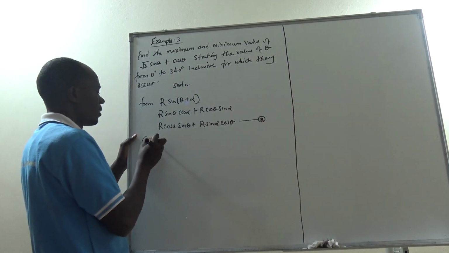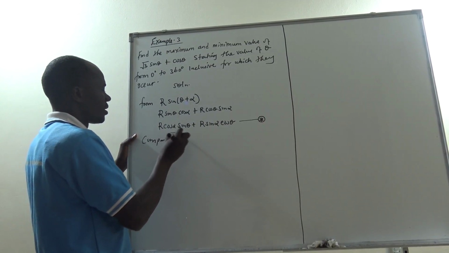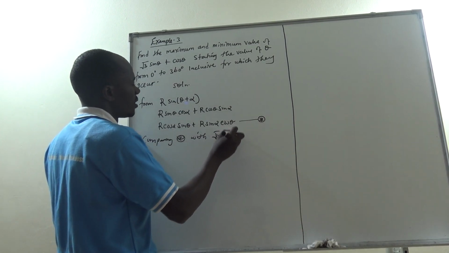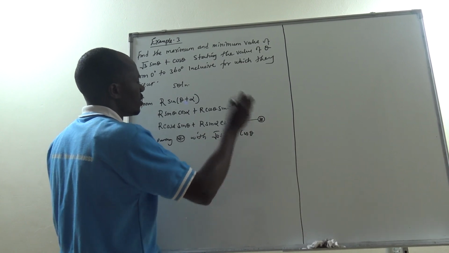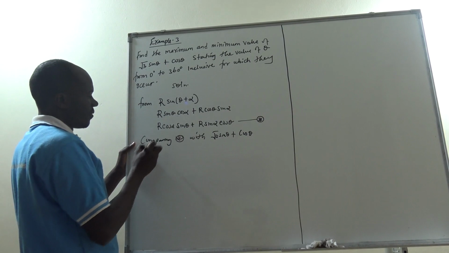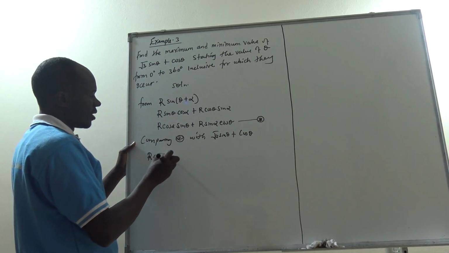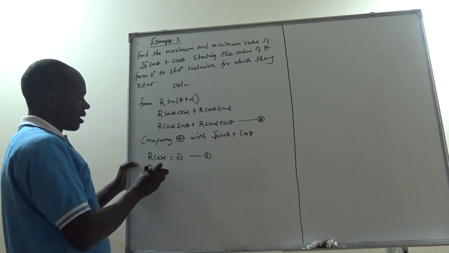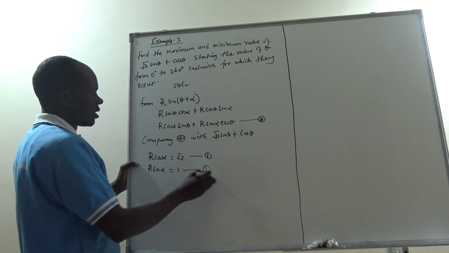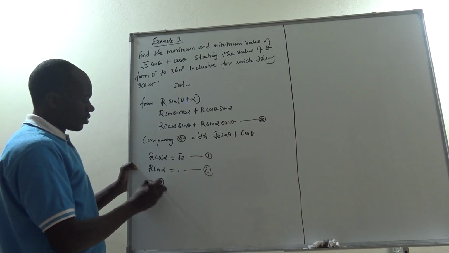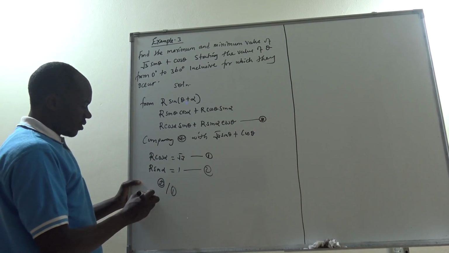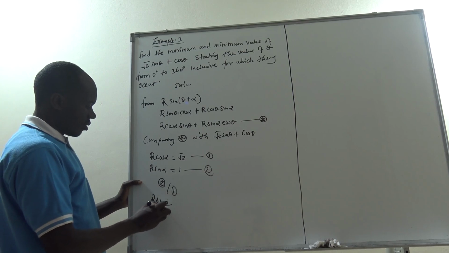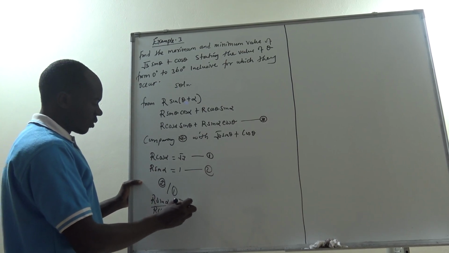Comparing star with root 3 sin theta plus cos theta, what do we have? We are going to have R cos alpha equals root 3. I call it the first equation. Also, R sin alpha equals 1. This is the second. Now I'm going to say equation 2 divided by 1, we are going to have R sin alpha out of R cos alpha equals 1 over root 3.